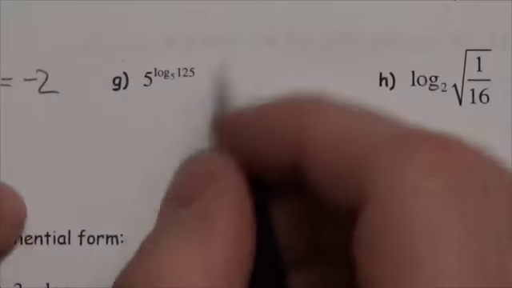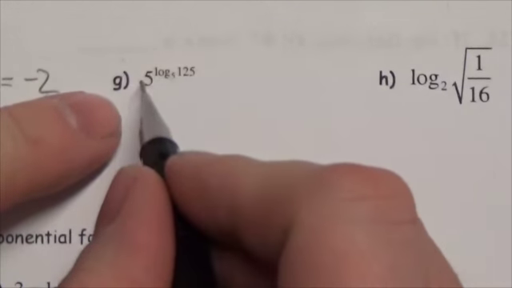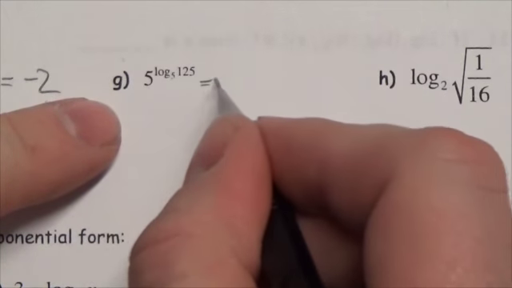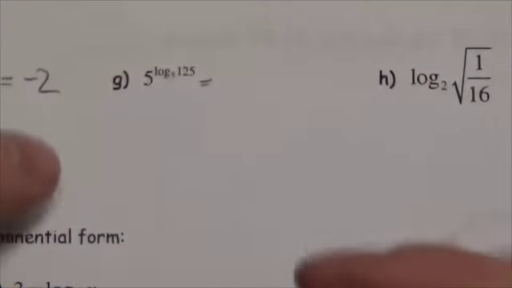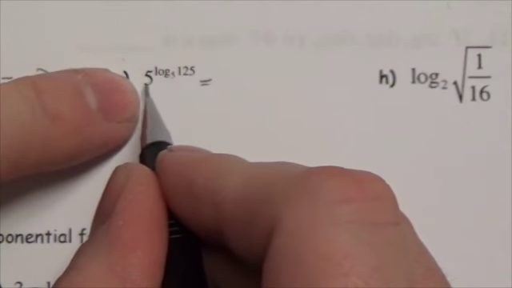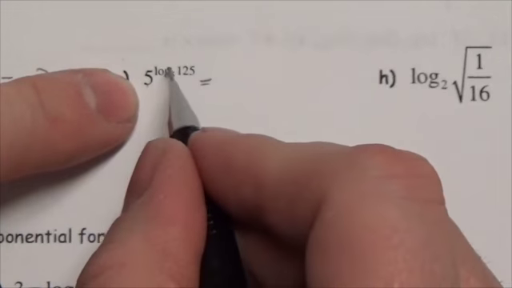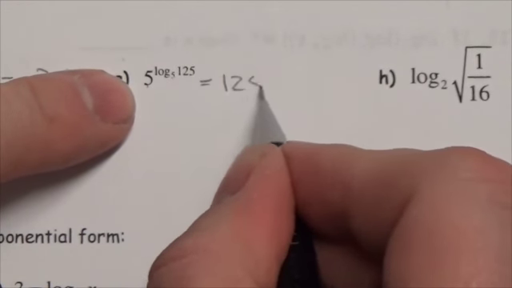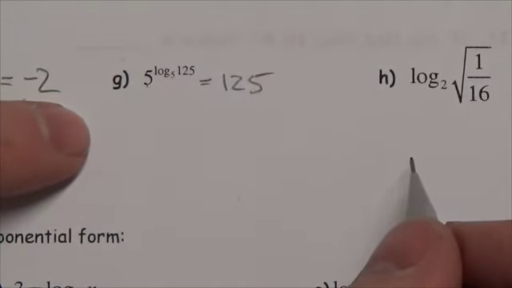5 to the log base 5 of 125. Okay, now this should be a straightforward one here. 5 to the log base 5 of 125. If you compare that to one of the rules that we saw in the box above here, you'll notice that we've got a base of 5 in the power and then a base of 5 in the logarithm. Those are inverses of each other, so the answer here has got to be 125.